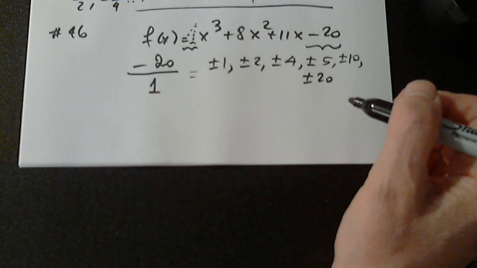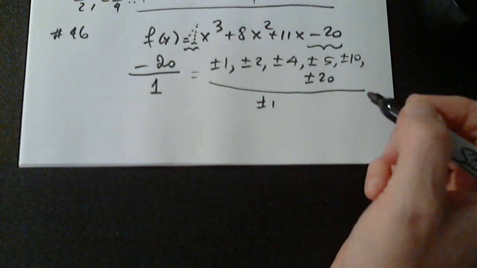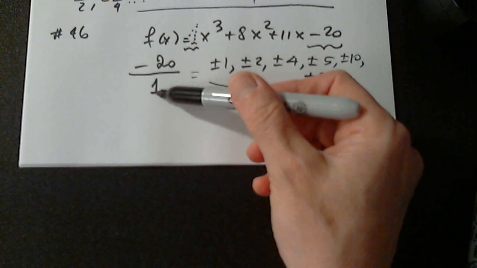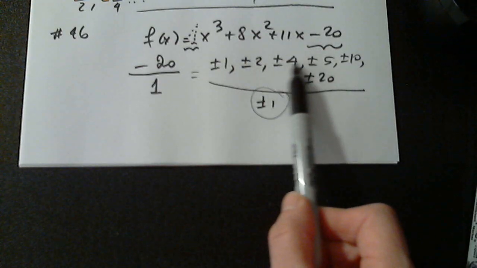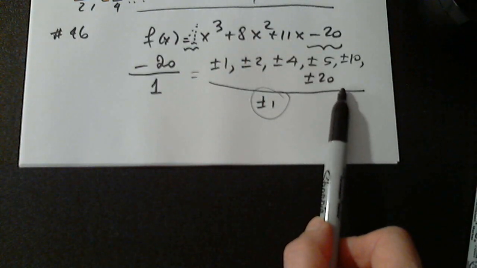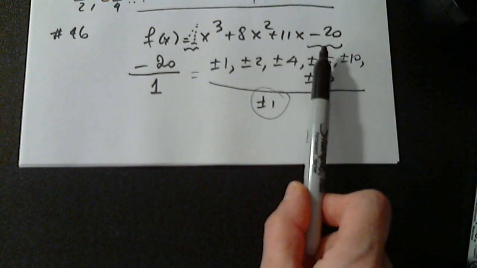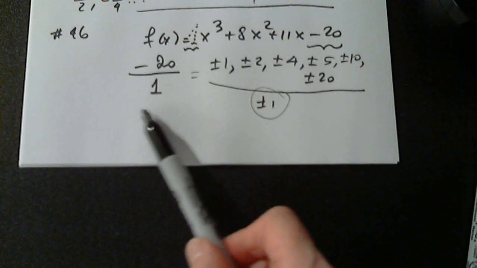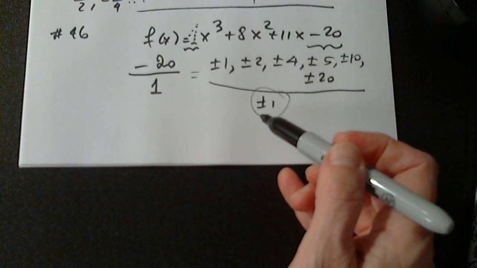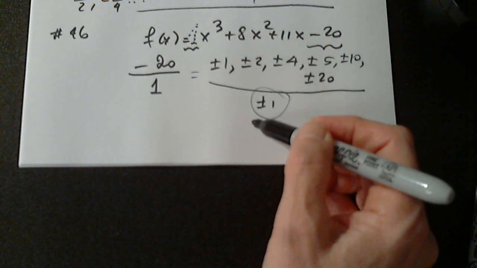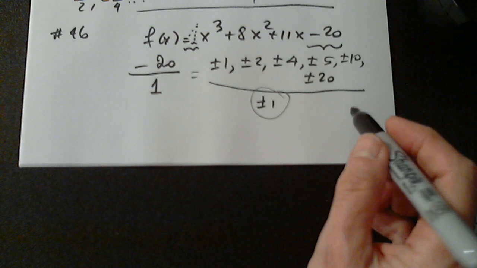A lot. What are the divisors of 1? Plus or minus 1. So because it's 1 in the denominator, I'm going to disregard it. It doesn't make any difference. So these are the possibilities: 20 over 1, and all possible factors of 20 in this case. If this were 3, then I would have had plus or minus 1 over plus or minus 3, plus or minus 2 over plus or minus 3, plus or minus 4, and so on and so forth.